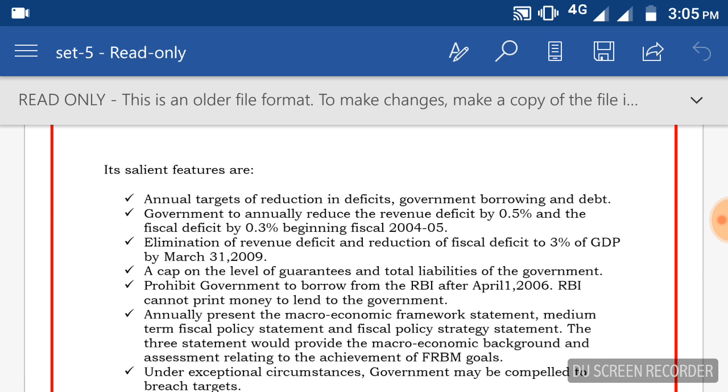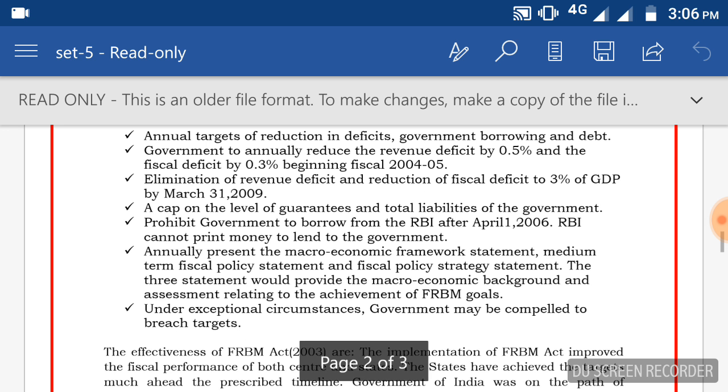In the FRBM Act 2003, annual targets have been given for reduction in deficit, government borrowing, and debt. The government will annually reduce the fiscal revenue deficit by 0.5% and the fiscal deficit by 0.3% from the year 2004-5. So kindly write in the comment box what is fiscal deficit and what is revenue deficit. Next is elimination of revenue deficit and reduction of fiscal deficit to 3% of GDP by 31st March 2009.